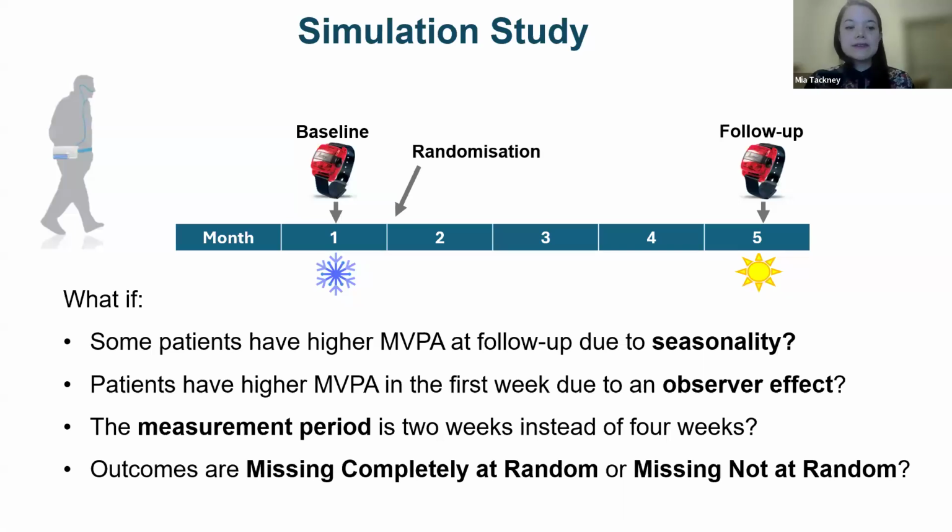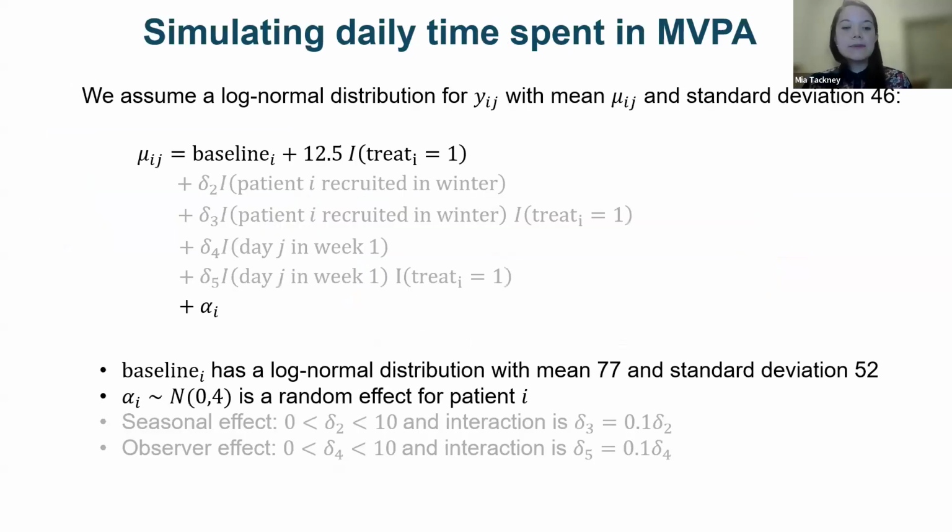Our analysis is on the scale of the average of the daily time spent in MVPA, but we'll be simulating daily time spent in MVPA and introducing these different changes, such as the seasonal effect or the observer effect. Daily time spent in MVPA is typically right skewed, so we have assumed a log normal distribution for this with mean mu ij and standard deviation 46. The mean has firstly a component for the baseline time spent in MVPA, which we also assume has a log normal distribution. It has a treatment effect, which we assume is 12.5. These values we have taken to be similar to what was observed in the trial. We also have a random effect for patient i.